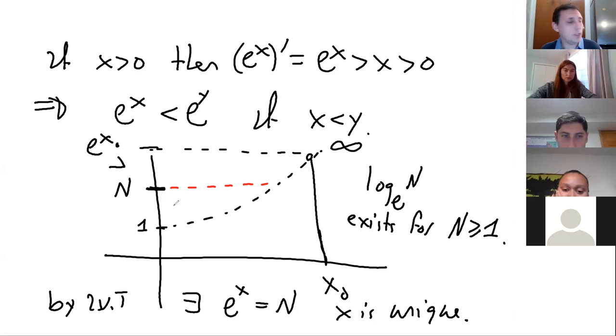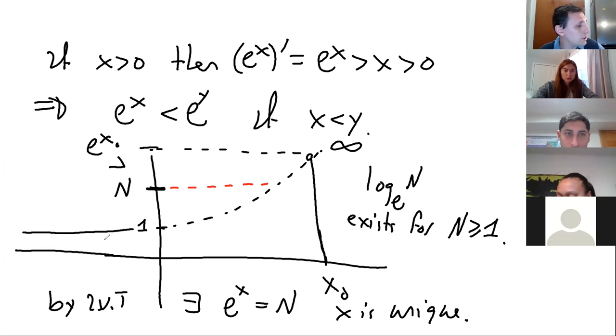Good. And you can carry out the calculation in the other direction. How do you do that in the other direction? Now from here, it's the same thing, but here x is negative. Professor? Yes?